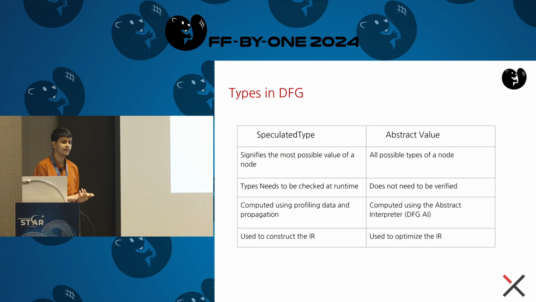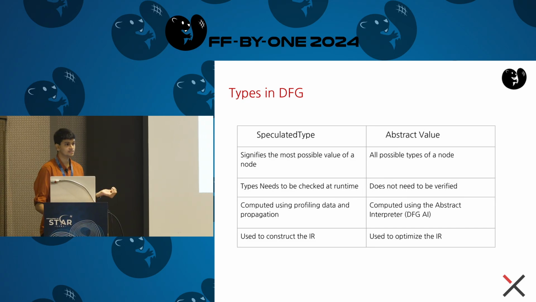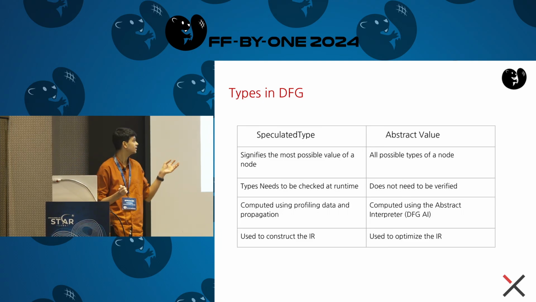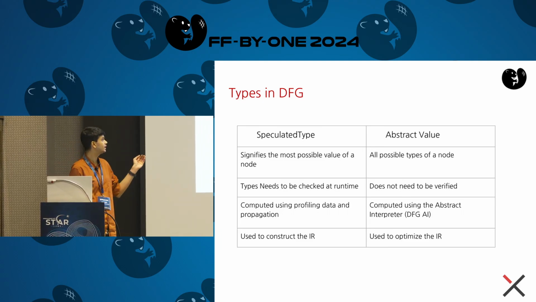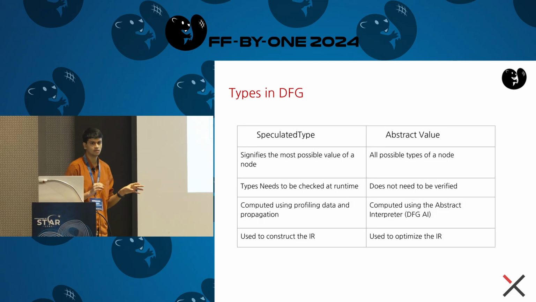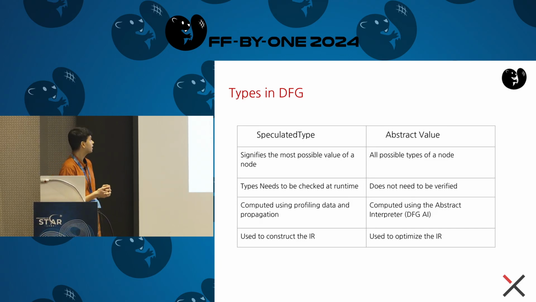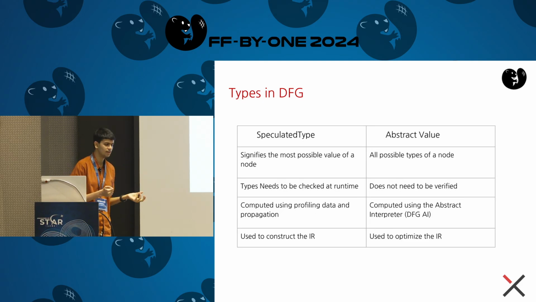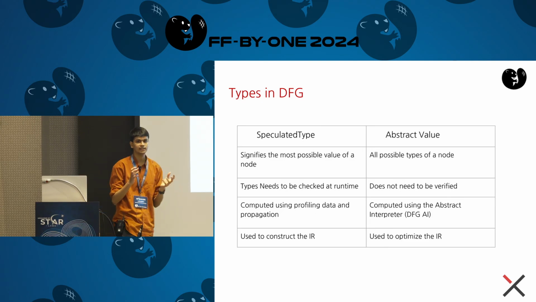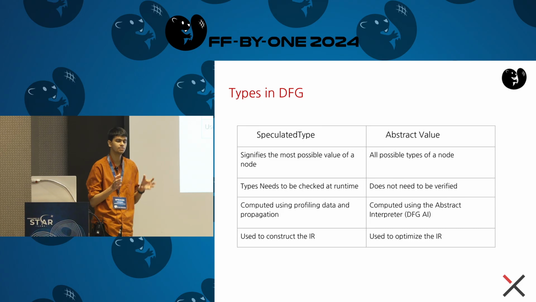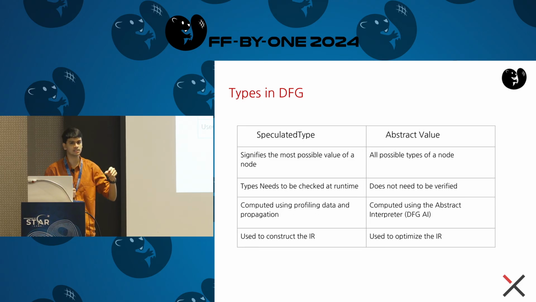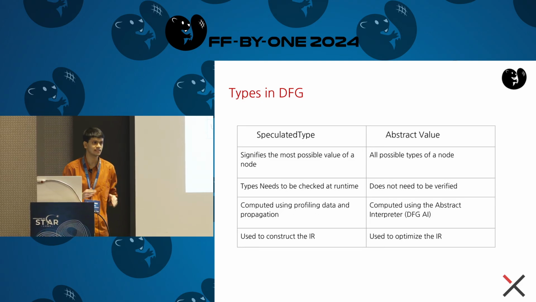Now, let's talk about typing in DFG. In DFG, the types of JavaScript variables are represented using 2 things, speculated type and abstract value. Both of them represent the type of a variable in JavaScript. Speculated type signifies the most probable type. For example, if a JavaScript variable has the speculated type int, it basically means that most probably this variable is going to be an int, but it can also be anything else. However, if an abstract value says that the JavaScript variable has type int, it is going to be int. It can be nothing else.